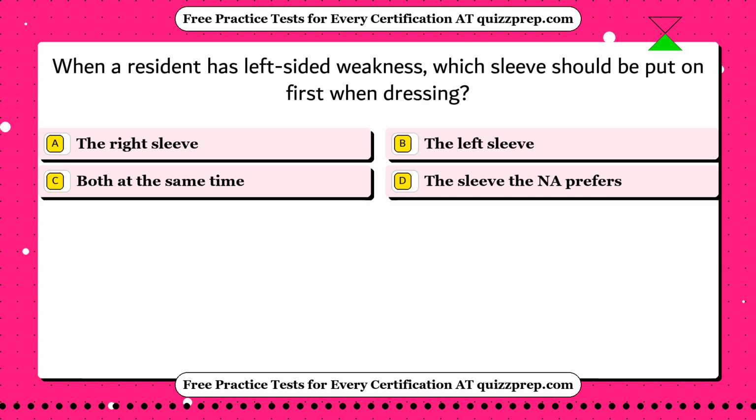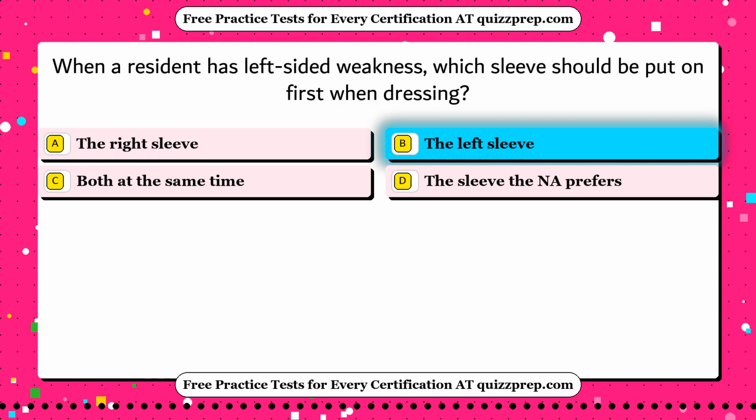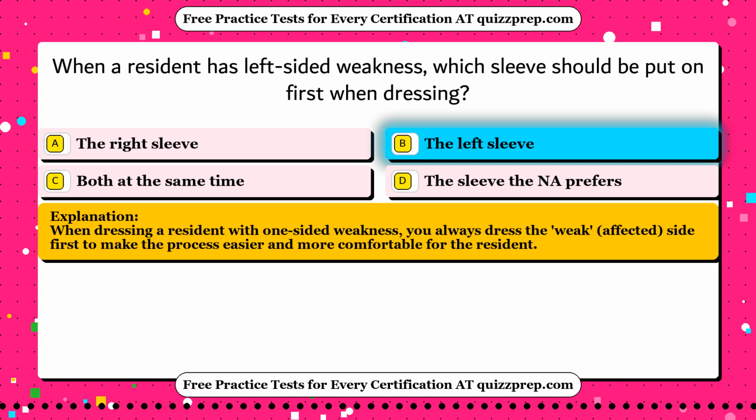Question 17. When a resident has left-sided weakness, which sleeve should be put on first when dressing? Option A, the right sleeve. Option B, the left sleeve. Option C, both at the same time. Option D, the sleeve the NNAAP prefers. The correct answer is option B, the left sleeve. When dressing a resident with one-sided weakness, you always dress the weak, affected side first to make the process easier and more comfortable for the resident.